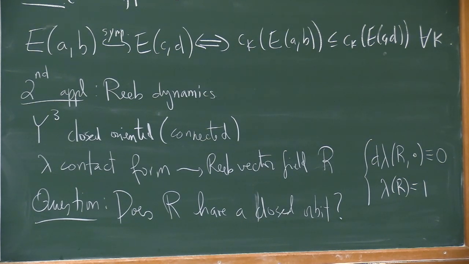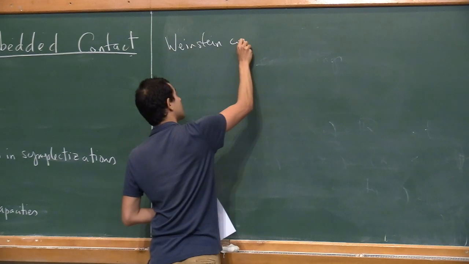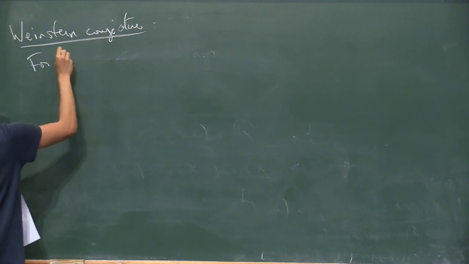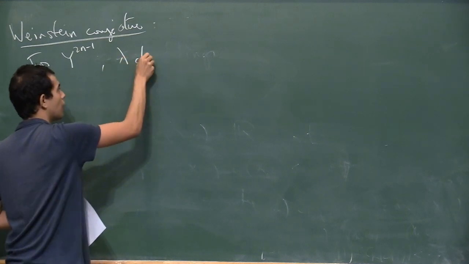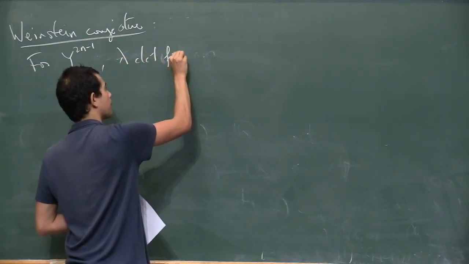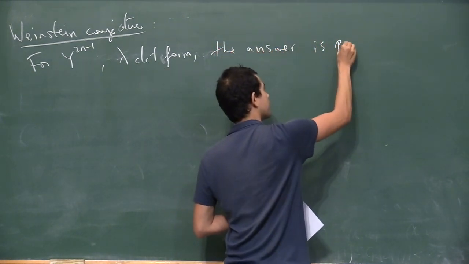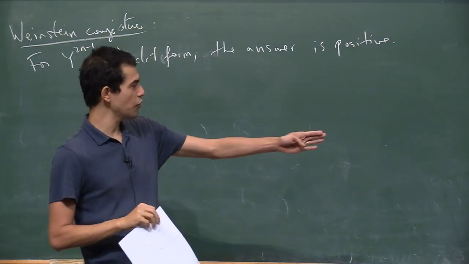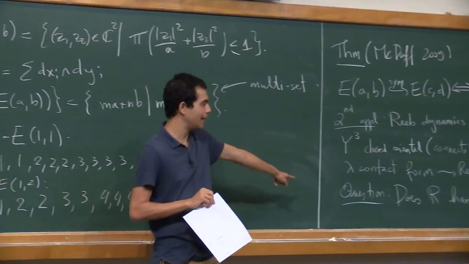So, the Weinstein conjecture is that on a 2n minus 1 manifold with lambda a contact form, the answer is yes. The answer is positive. Okay? So, if you ask the generalized question in any dimension for any contact form, this is still open. But the answer to this question here in dimension 3 is actually yes.